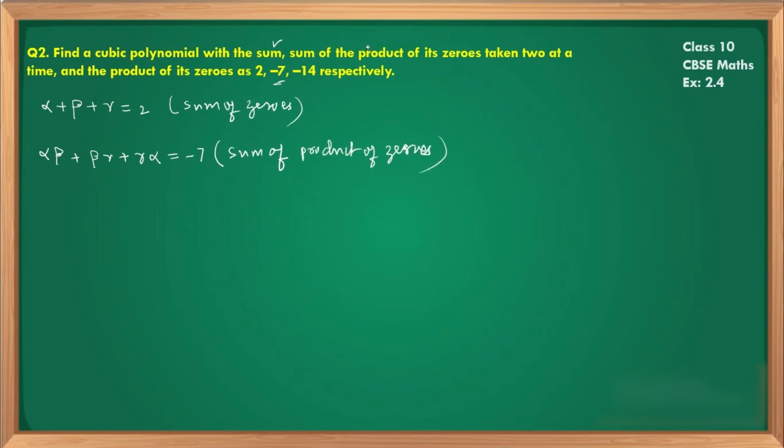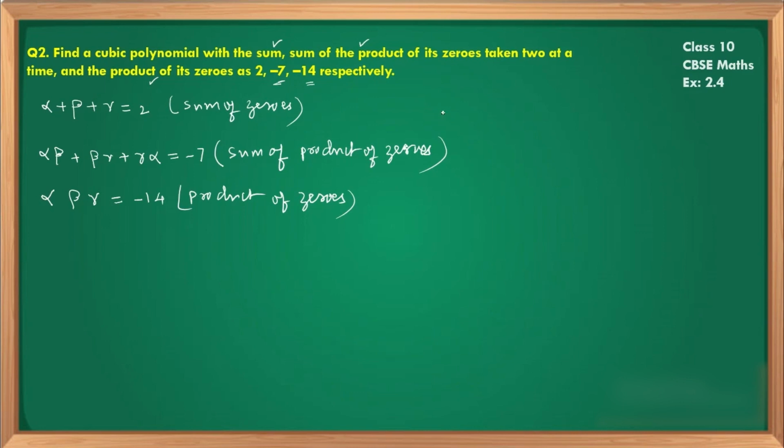Thirdly, product of its zeros, that is alpha into beta into gamma, is equal to minus 14. This is product of zeros. Now we have written down all these. Now we have to find out the cubic polynomial.